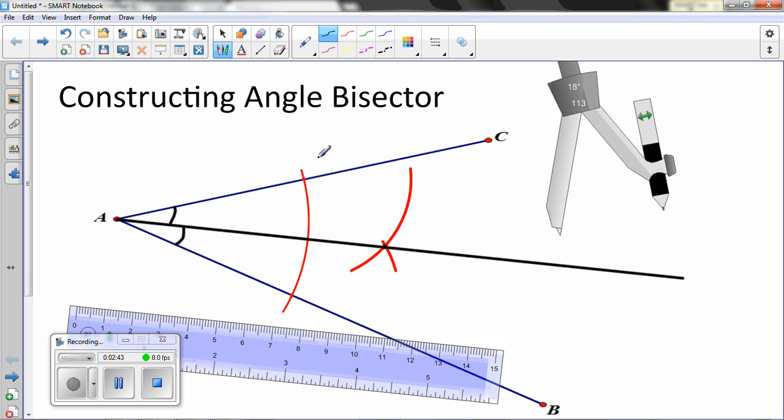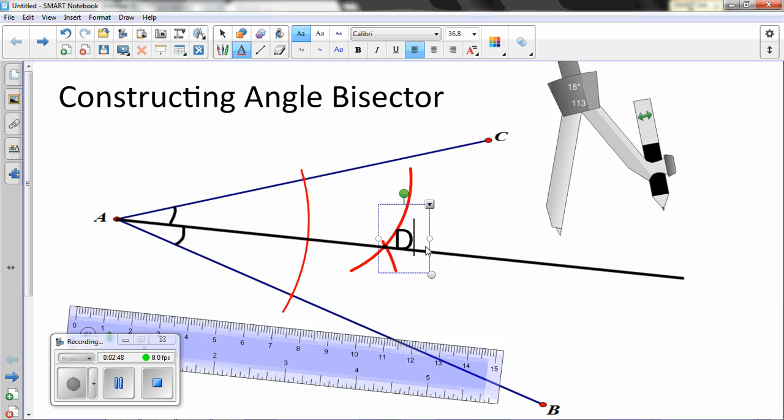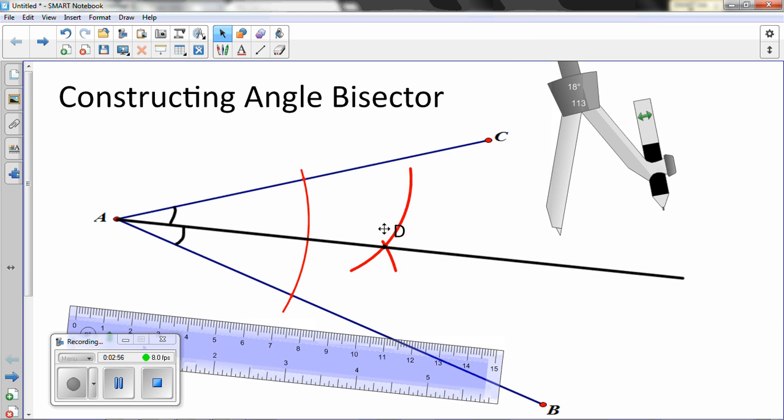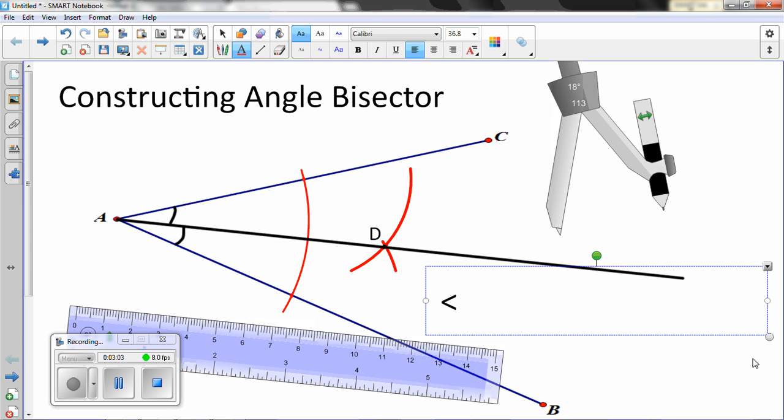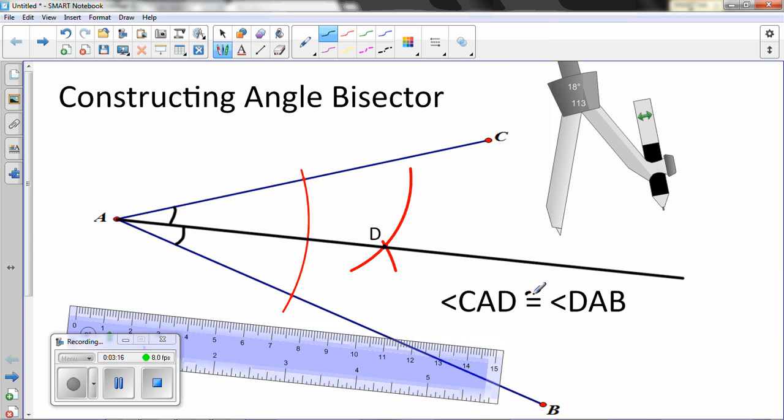And I can label this point D. And now I know that angle CAD is congruent to angle DAB. All done.